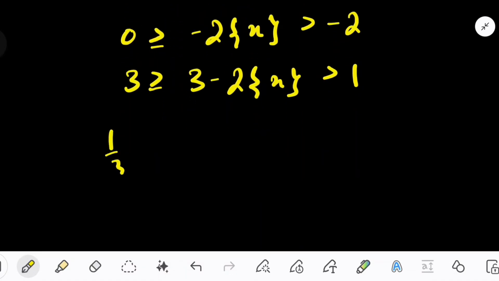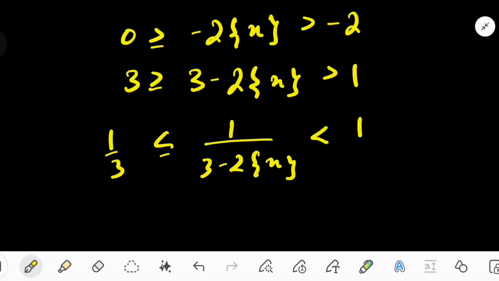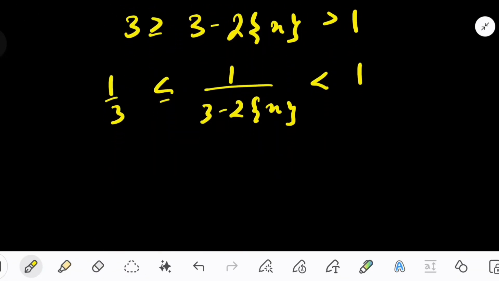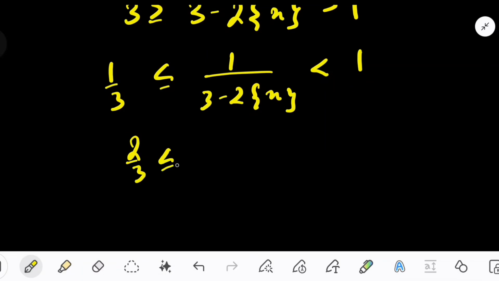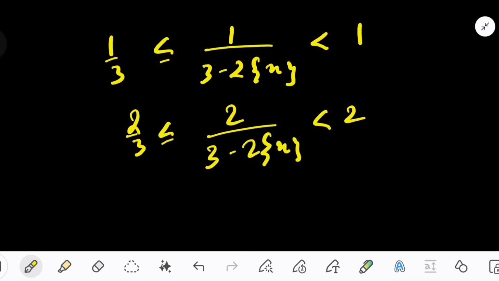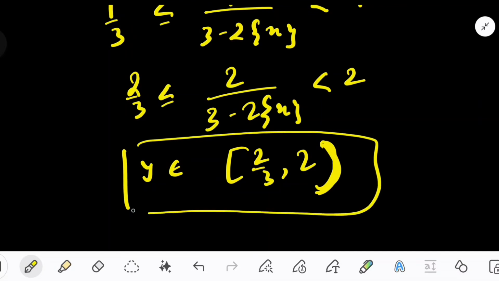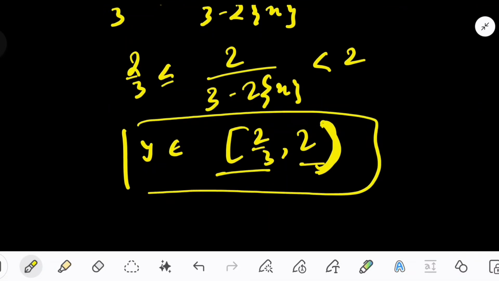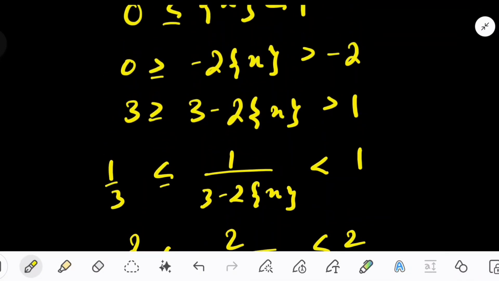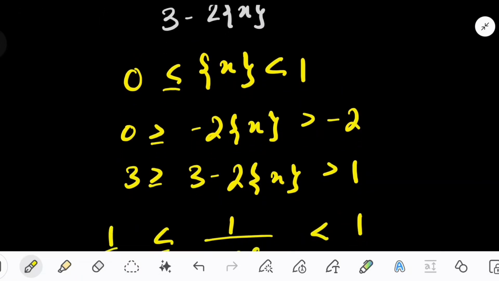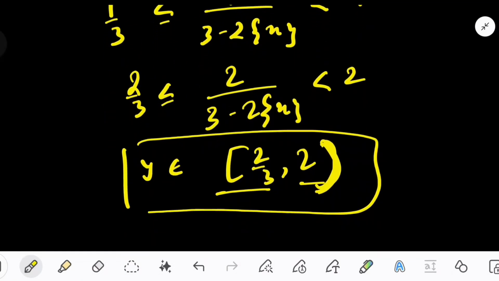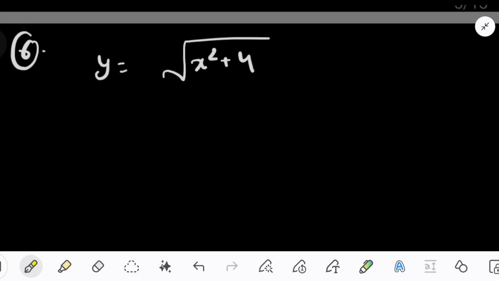And then you take the reciprocal, you will get 1 by (3 minus 2 times the fractional part of x) and 1, correct? You multiply by 2, you will get 2 by (3 minus 2 times the fractional part of x), and you will get y belongs to [2/3, 2]. This is exclusive, this is inclusive. After that it is simple and you can do it. Okay, so let me discuss the next question.